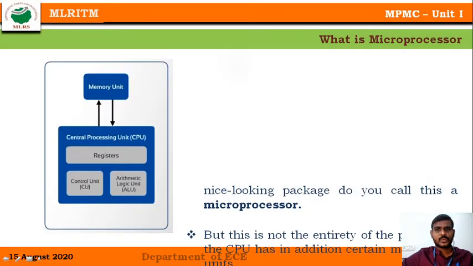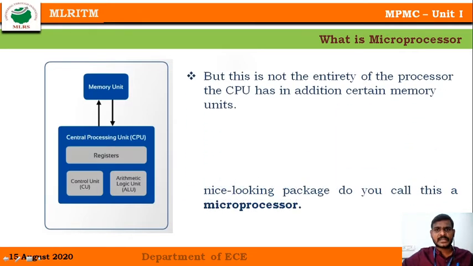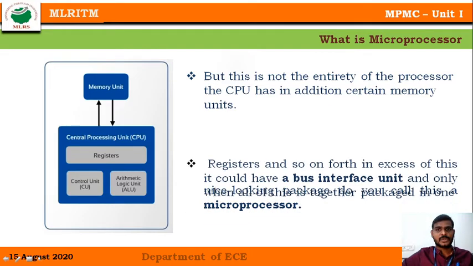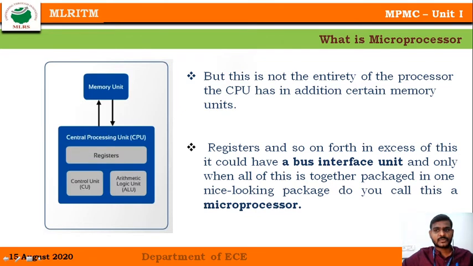Now, in addition to this central processing unit, we have a memory unit also. Besides the registers and so forth, there is a bus interface unit, which is used to transmit data between the arithmetic logic unit or registers and your memory units. All of this together, packaged in a nice looking package, is called a microprocessor.